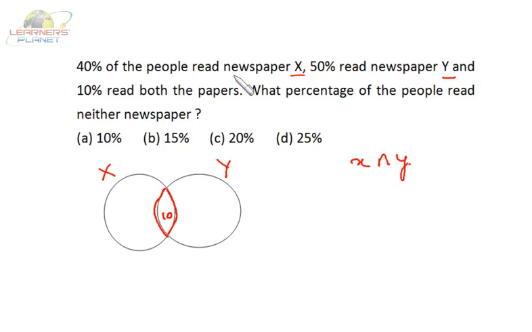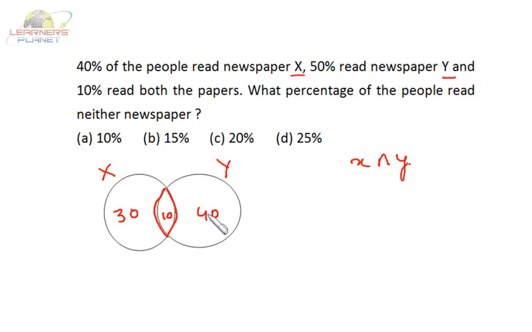Now 40% people read newspaper X, 10 I have already written over here, and the total of this circle must be 40, so it will be 30 over here. Okay, so 40% of the people read newspaper X. Similarly, 50% read newspaper Y. Now 10 is over here, so I would write 40. The total of this circle, that is the total of circle Y, is 50.